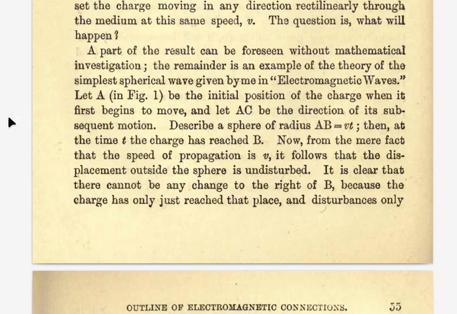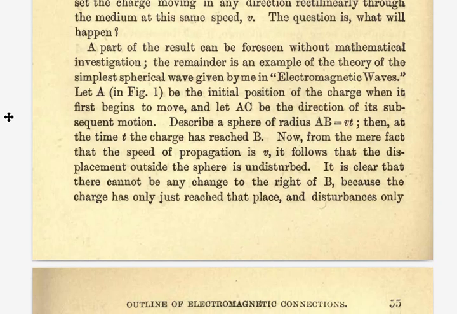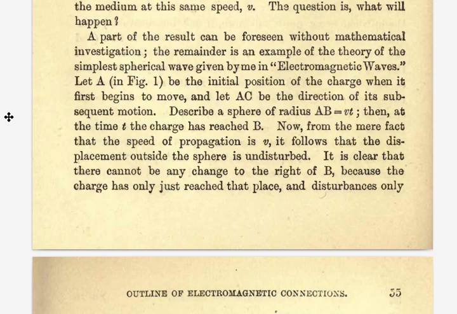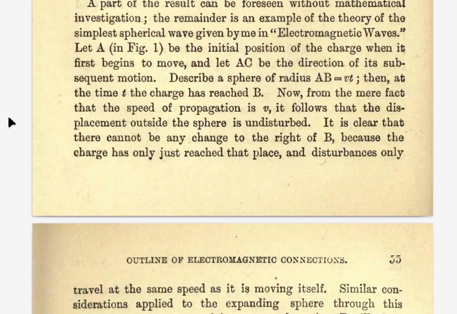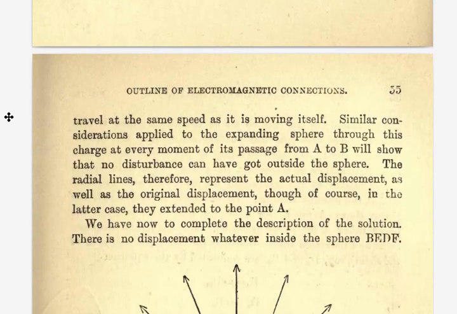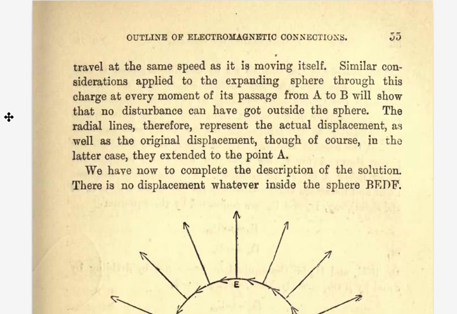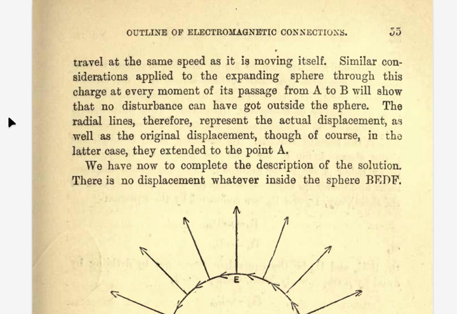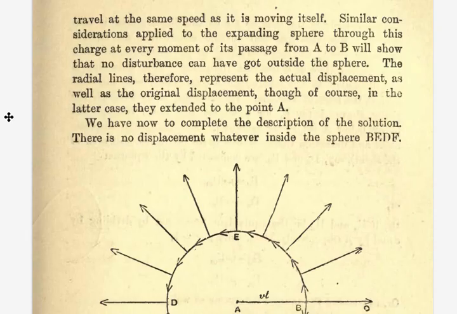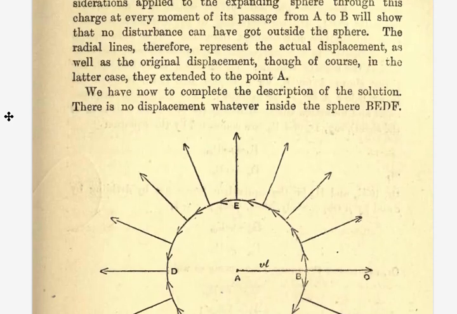Now, from the mere fact that the speed of propagation is v, it follows that the displacement outside the sphere is undisturbed. It is clear that there cannot be any change to the right of B, because the charge has only just reached that place, and disturbances only travel at the same speed as it is moving itself. Similar considerations applied to the expanding sphere through the charge at every moment of its passage from A to B will show that no disturbance can have got outside the sphere. The radial lines, therefore, represent the actual displacement, as well as the original displacement, though of course, in the latter case, they extended to the point A.